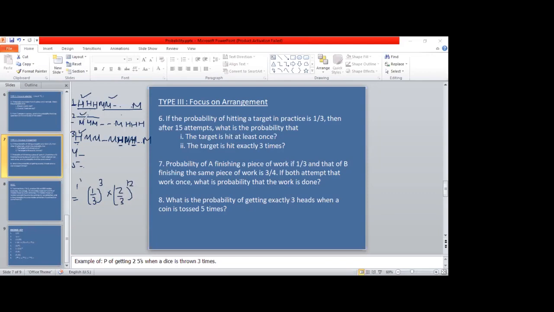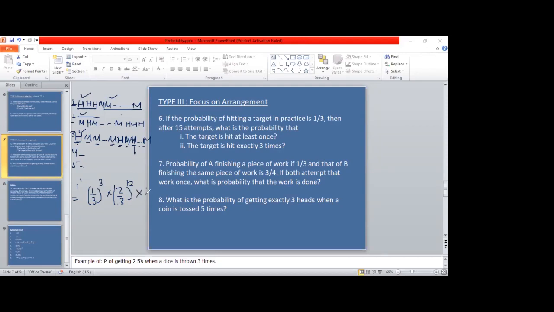What is the probability of event 2? Which was miss 12 times and then hit it. It's 2 by 3 to the power 12 into 1 by 3 whole cube, exactly the same. What is the probability of event 3? Hitting, which is 1 by 3, then into 2 by 3 into 2 by 3 and 2 by 3 again, then into 1 by 3 again, then into 2 by 3 for the miss, then this is a hit, so into 1 by 3 again and so on. Essentially, all of them are going to be 1 by 3 whole cube into 2 by 3 to the power 12. This is the probability of one favorable event.